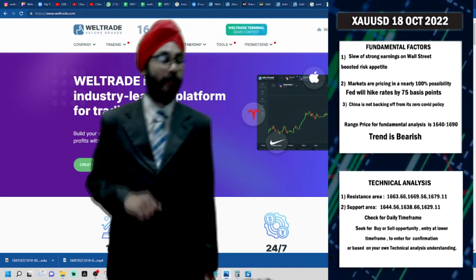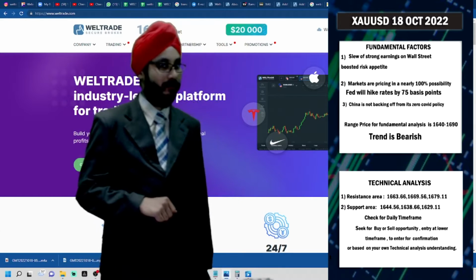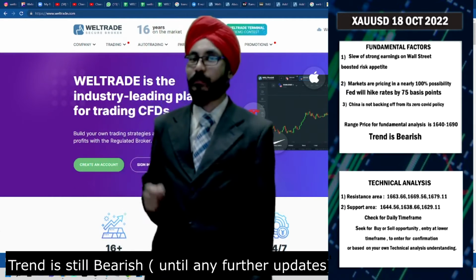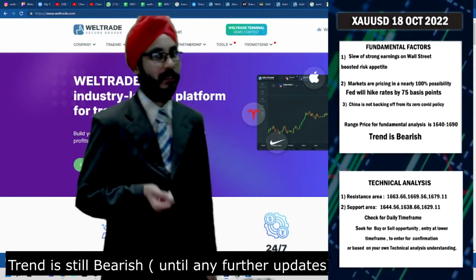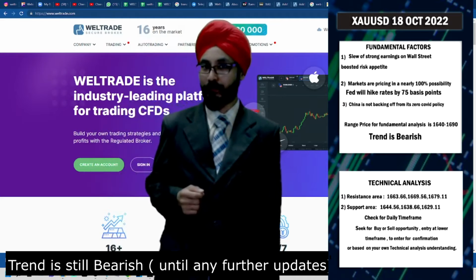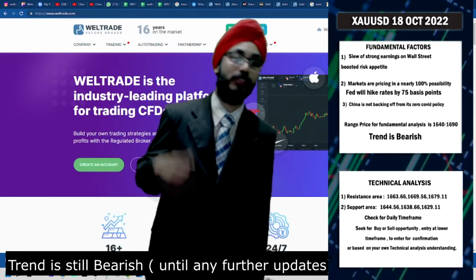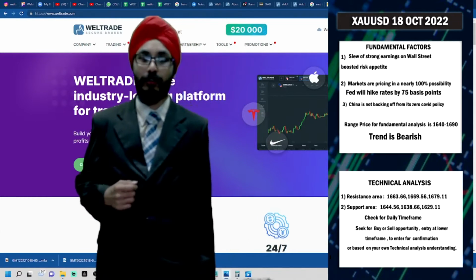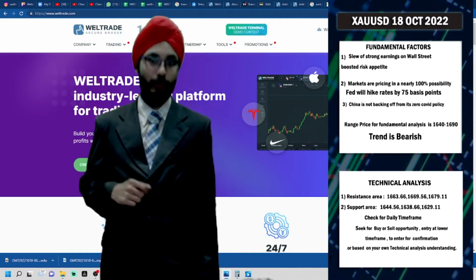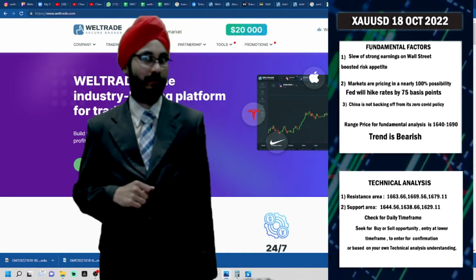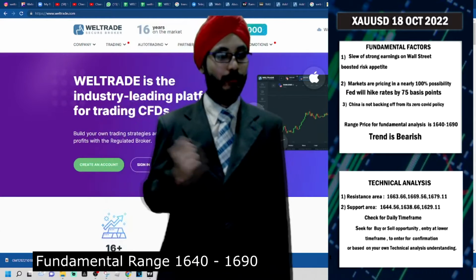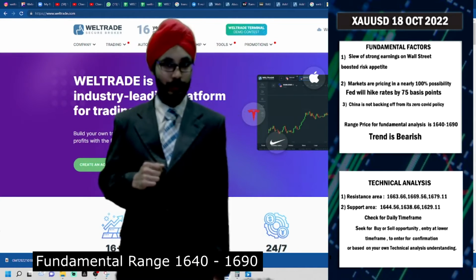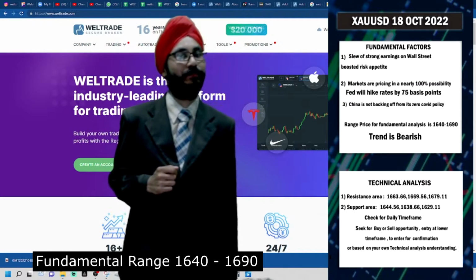The trend that we are looking at is still bearish, even though the US dollar has fallen a little bit, as this would be just a temporary shift, where the US dollar could continue to go bullish this week. The fundamental range that we are looking at is between 1640 to 1690.